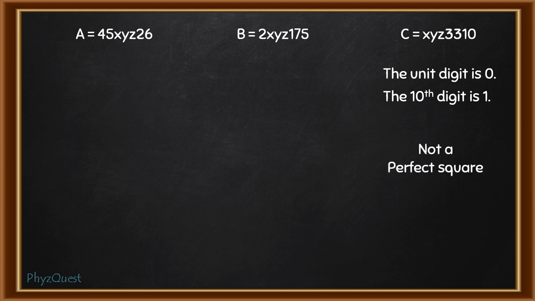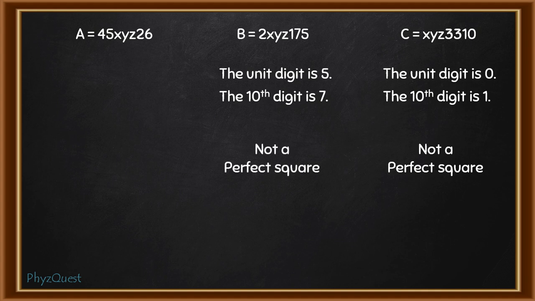Next, consider the number B. Here the number is ending with 5, so the unit digit is 5. Now remember the 10th digit rule. If the unit digit is 5, the 10th digit should always be 2. But here the 10th digit is 7. So it is violating the rule for a perfect square. So it is also not a perfect square.